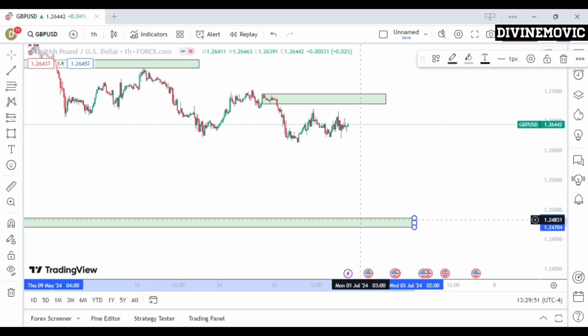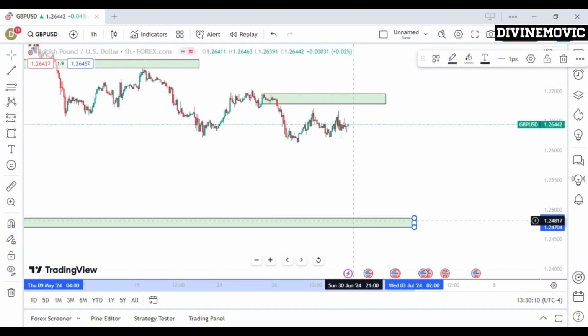So basically, due to the knowledge I have about forex trading, I'm simply going to be selling to this demand zone here. What price is likely going to do if price comes to this demand zone is a buy. The bigger picture is buy, so I'm going to take advantage of a short-term sell from this supply zone to this demand zone.